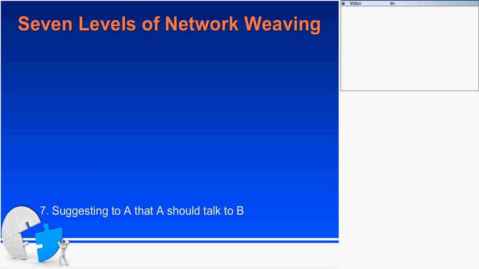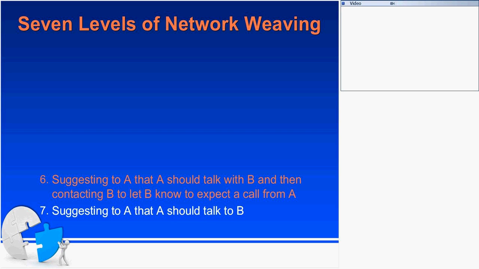The most basic is to suggest to A that A should talk to B. This is something we all know how to do. When you meet Joe and you meet Mary and realize that they may have something to share with one another, well, we introduce them, or tell Mary that she should talk to Bob. Taking that a step further is to suggest to A that A should talk to B, and then contact B, let B know that they should expect a call from A.